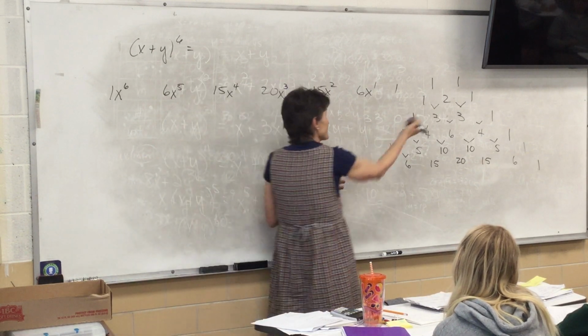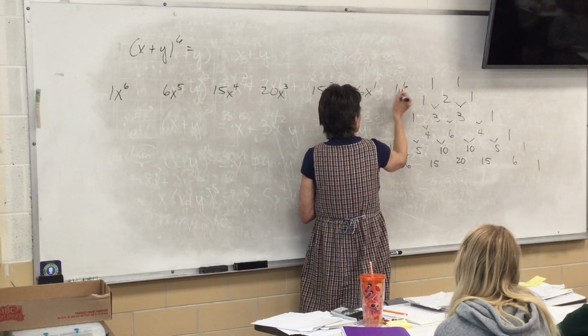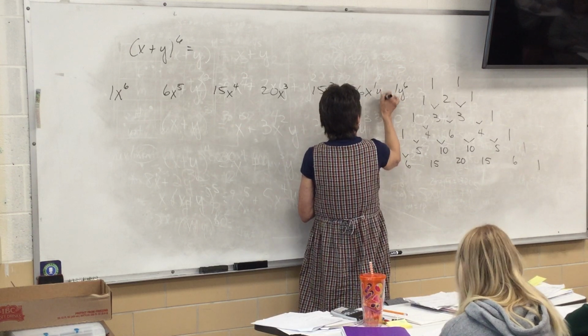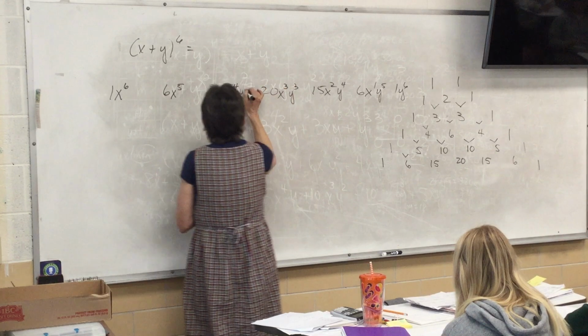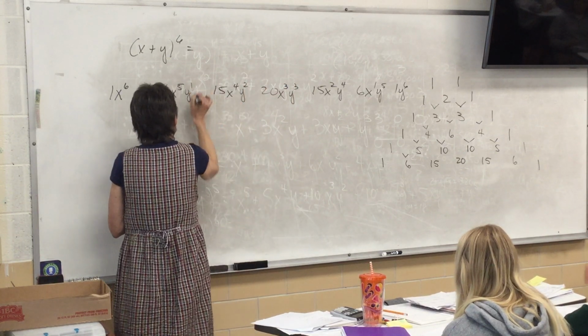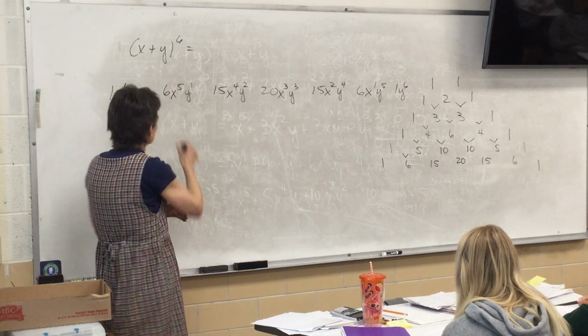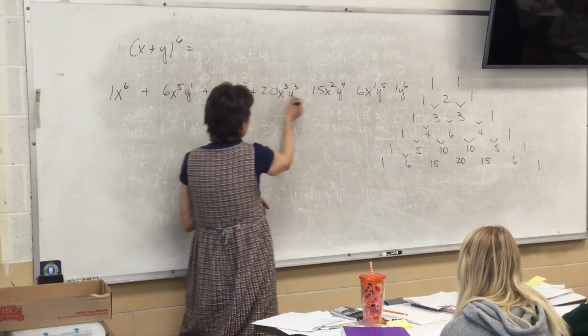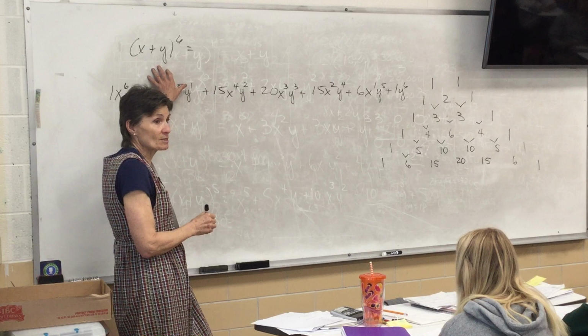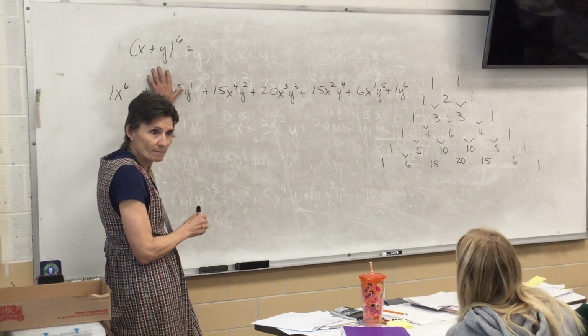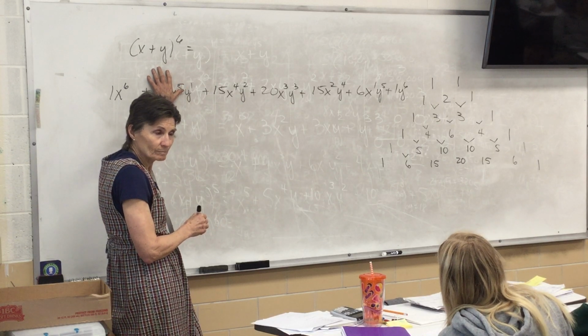And then the y's are the same that way. So y to the 6th, yeah, 1 to 6, yeah. Y to the 5th, 4th, 3rd, 2nd, 1st, and no y. Put plus signs in between, and there you go, you guys. You just multiplied x plus y times itself 6 times. Isn't that cool?